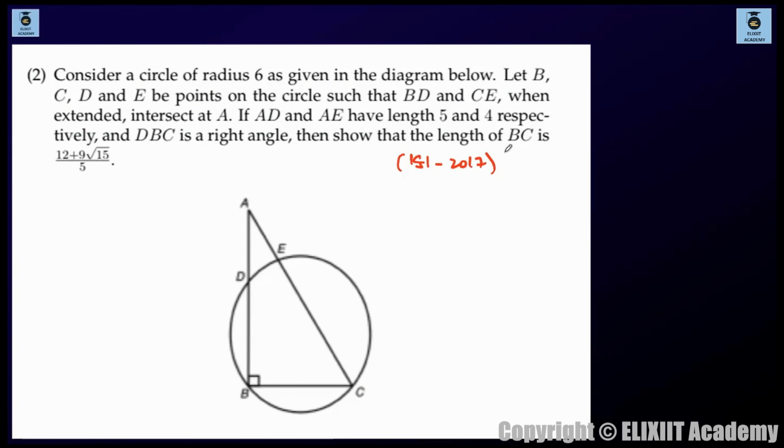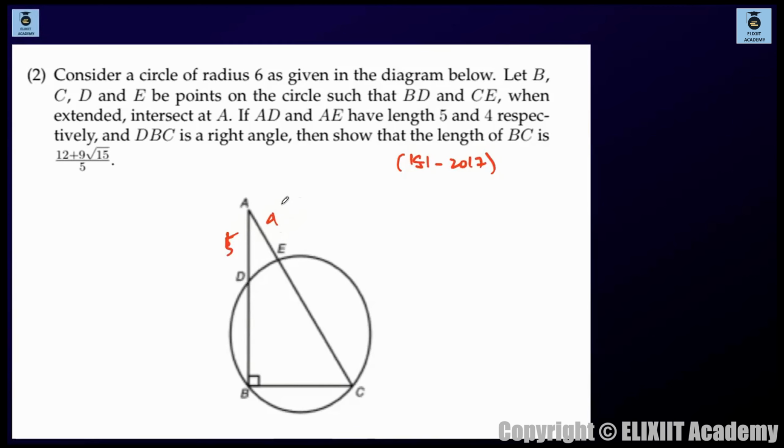Chalo, look at the question. Consider a circle of radius 6 as given in the diagram below. So we have a circle of radius 6. Let B, C, D, E be points on the circle such that BD and CE, when extended, intersect at A. So BD and CE are extended and they are intersecting at A. AD and AE have lengths 5 and 4 respectively. So AD is 5 and AE is 4 units. Do draw the diagram.